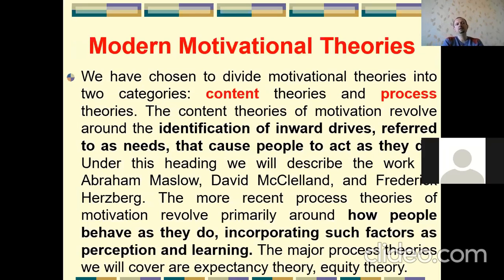Now we begin to speak about motivational theories. There are two types of theories: content theories and process theories. In Russian it is содержательные теории мотивации и процессные теории мотивации. Historically, the content theories were the first, and the process theories were the second. What is the main difference between content theories and process theories?